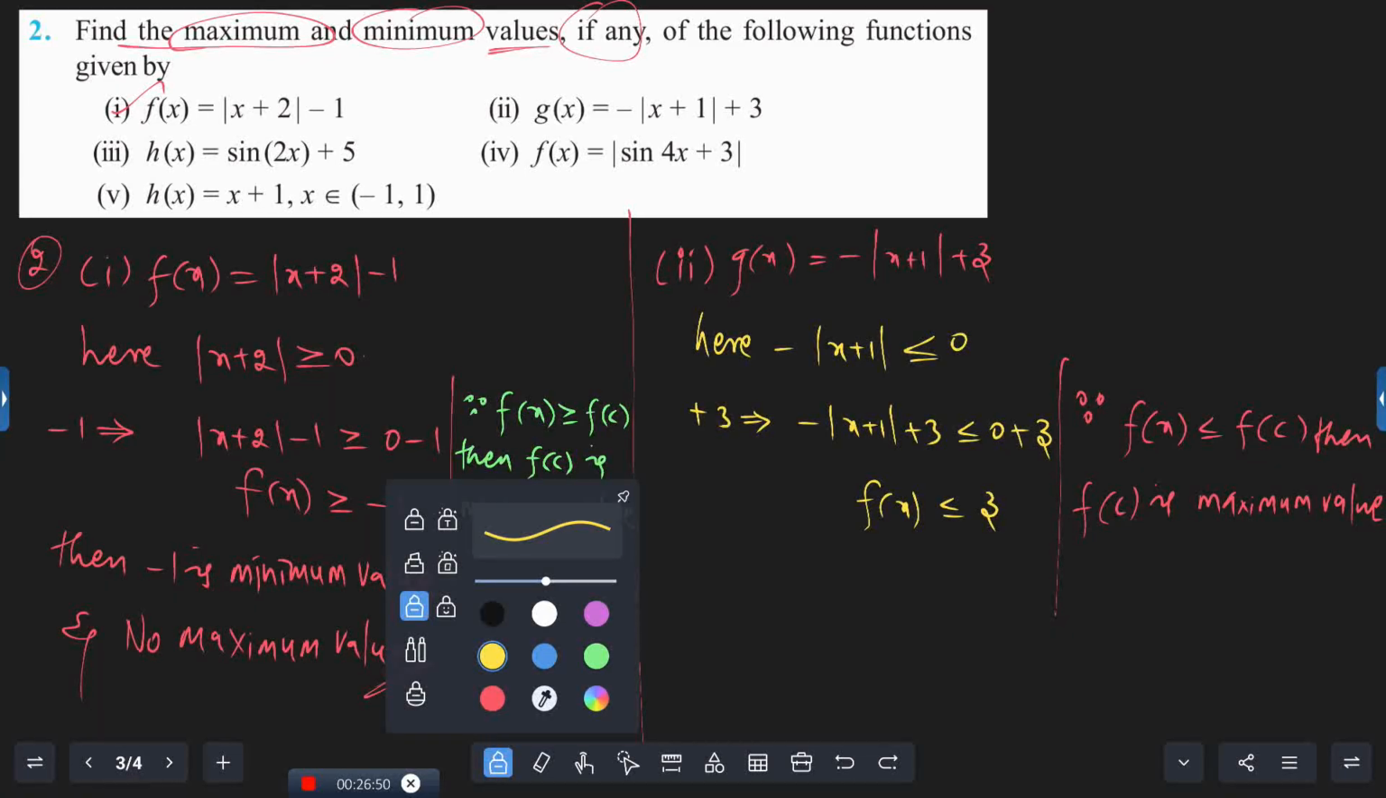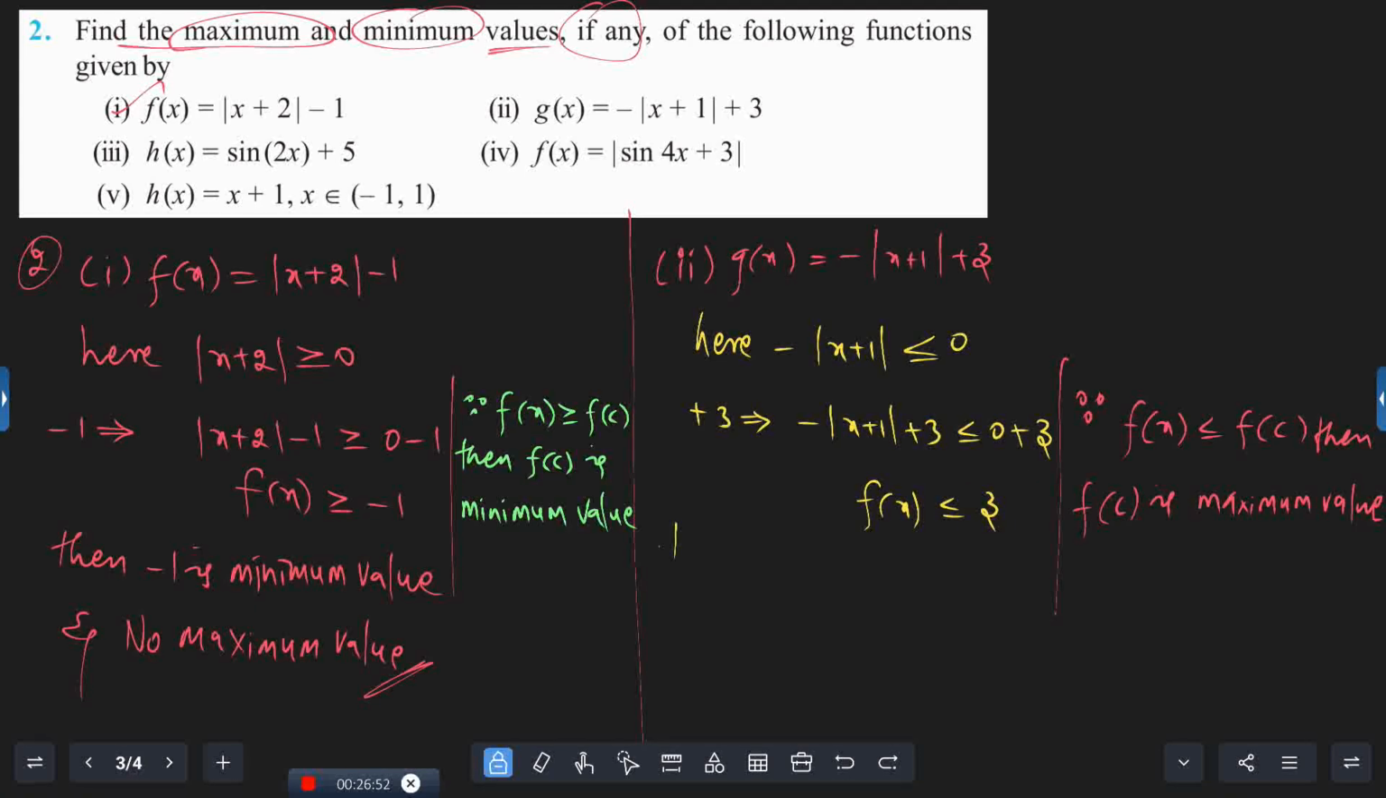In the same manner, here what can 3 be? 3 can be the maximum value. Then 3 is the maximum value, and no minimum value. What can you say? No minimum value. Children, is it okay?